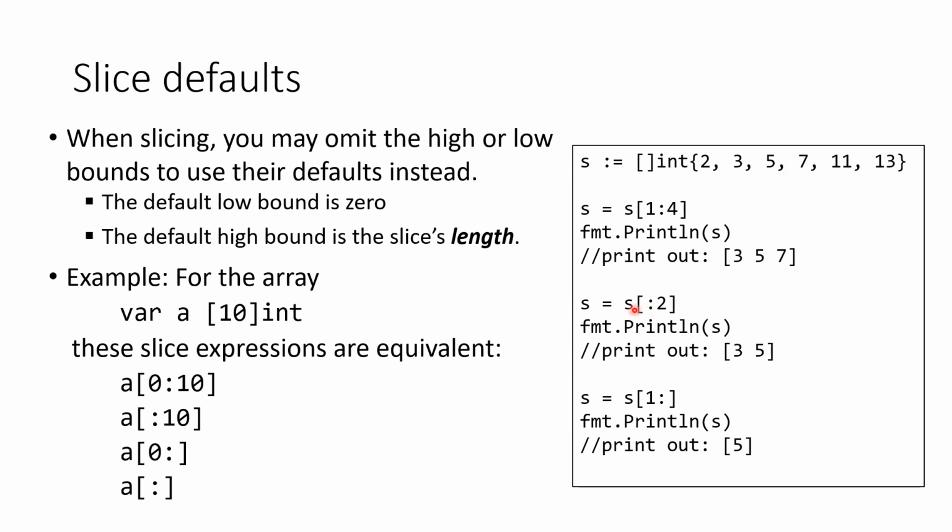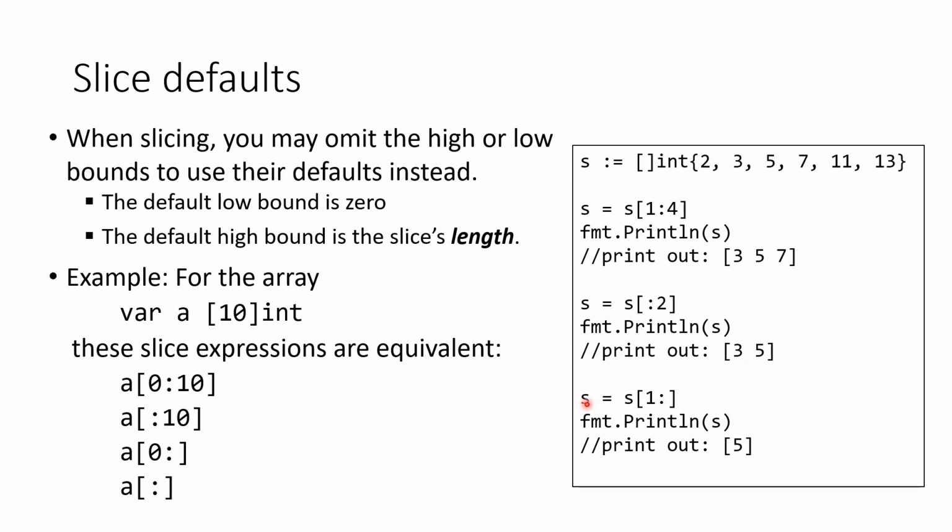And now you slice S again. In this case, it's the same as S from 0 to 2. That means you just take the one at index 0 and the one at index 1, from the current slice S. So when you print it out, it only shows the first two elements, which are 3 and 5. Okay, so after this line of code, the slice S contains only two elements, 3 and 5.